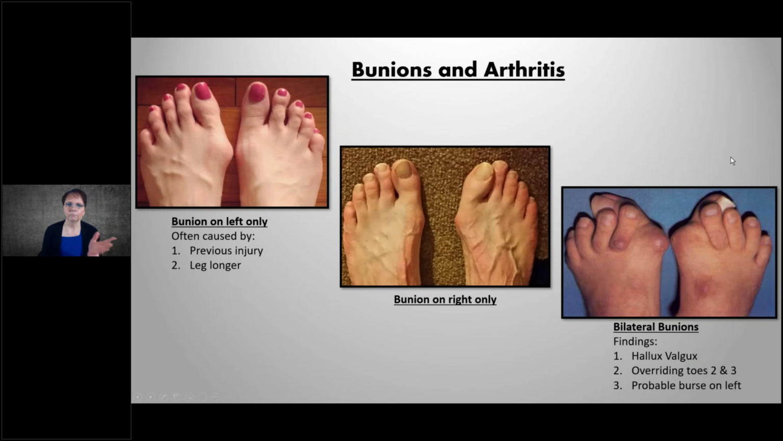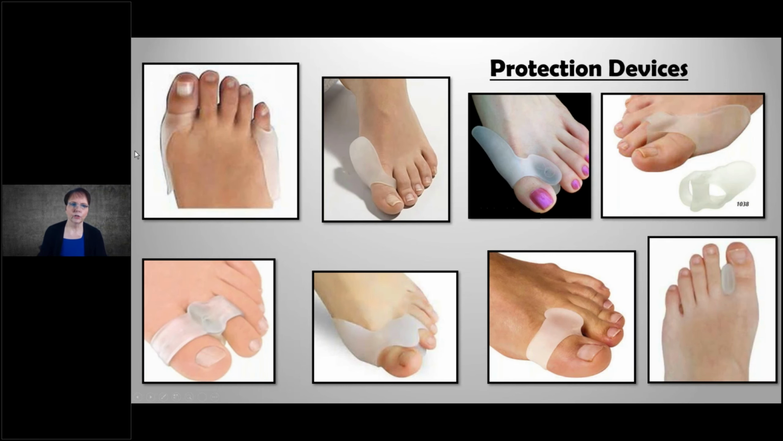All right, bunions and arthritis. Not everything that's in the first metatarsal phalangeal joint is a bunion. You know that, but your patients don't. Sometimes it's just arthritis. So regardless of whether the bump there is a bunion or degenerative changes, arthritis, there are some wonderful pads to keep it from rubbing because it gets painful. It can be painful just from the motion, and these will help a little bit with that too.